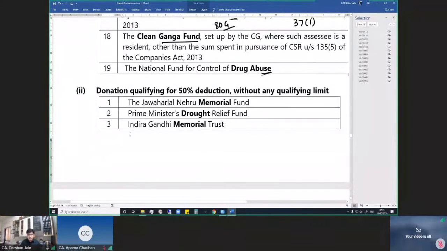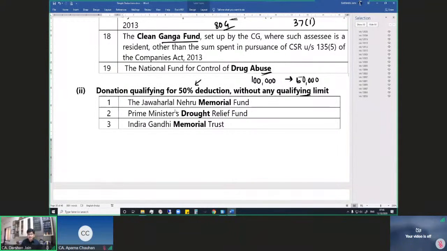There are certain donations which qualify only for 50% deduction without any qualifying limit. So we have seen 100% deduction without any qualifying limit. You've got now 50% deduction of the amount paid. So if the assessee is making a donation of rupees 1 lakh, he could claim only 50,000 rupees as deduction to these funds. So if he is making a donation of 1 lakh to the Prime Minister's Relief Fund, he could claim 100% deduction. However, if he is making a donation to the Jawaharlal Nehru Memorial Fund, he could claim only 50% of the amount as deduction.